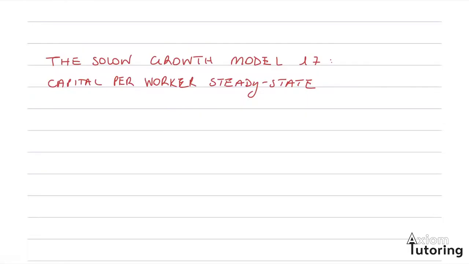A lot of this video is going to be a repetition of concepts mentioned and explained in more detail in previous videos. But basically now we're just trying to summarize all of the tools to get to the final algebraic and graphical derivation of this concept, capital per worker, which is actually one of the main takeaways from the Solow growth model.